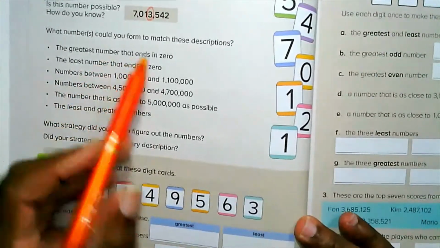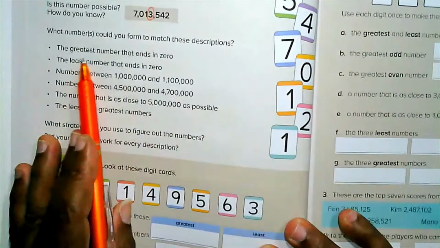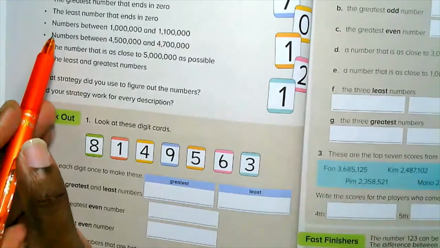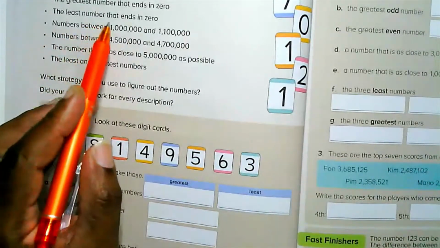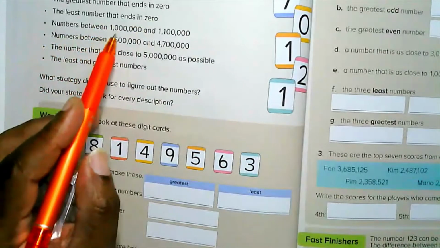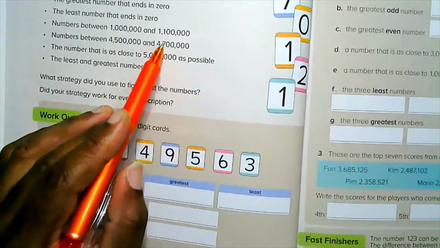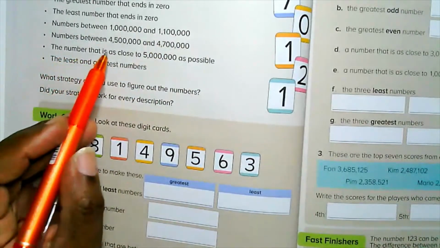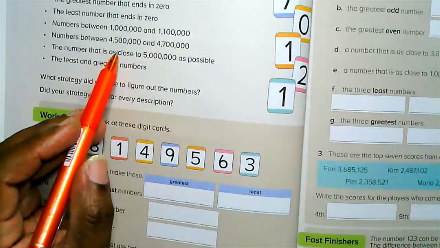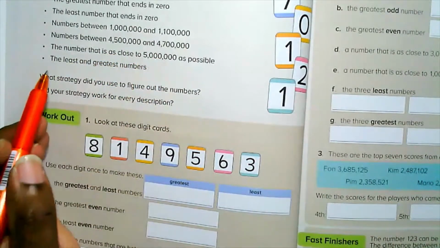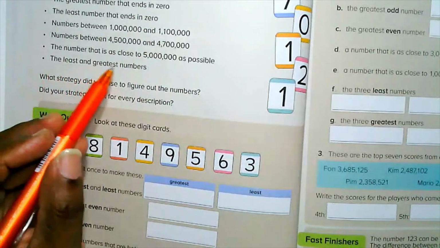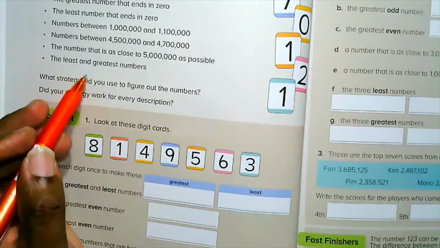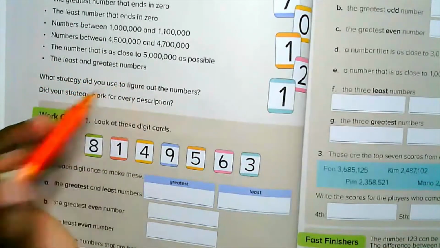What numbers could you form to match this description? The greatest number that ends in 0, and the least number that ends in 0. Also, numbers between 1 million and 1,100,000. Numbers between 4,500,000 and 4,700,000. The number that is as close to 5 million as possible, or the least and greatest numbers.